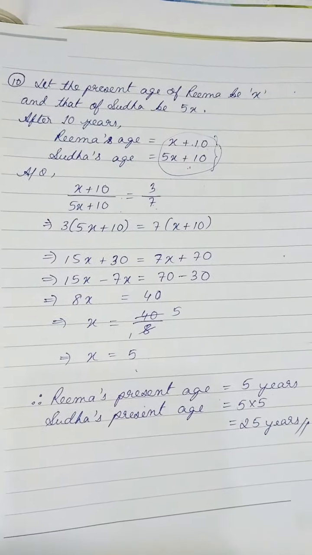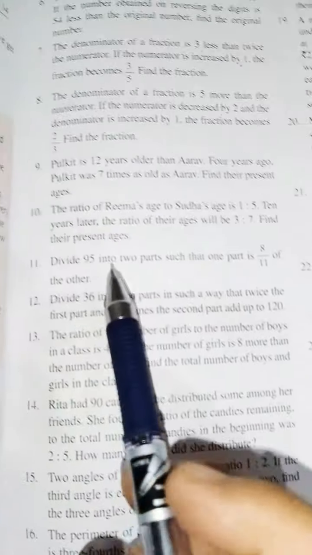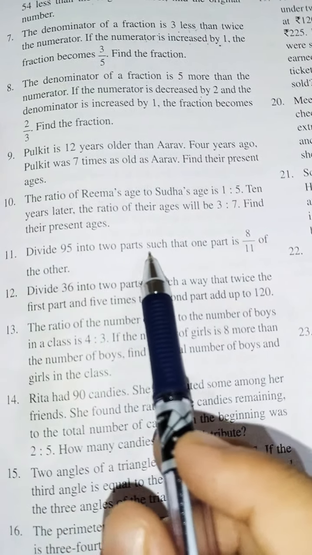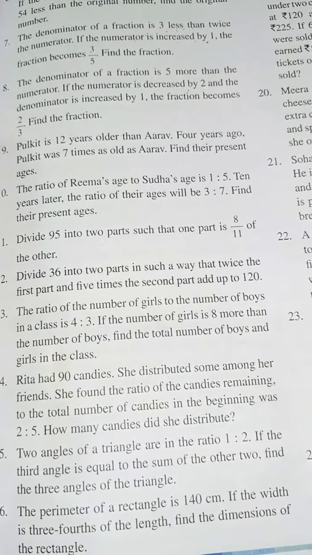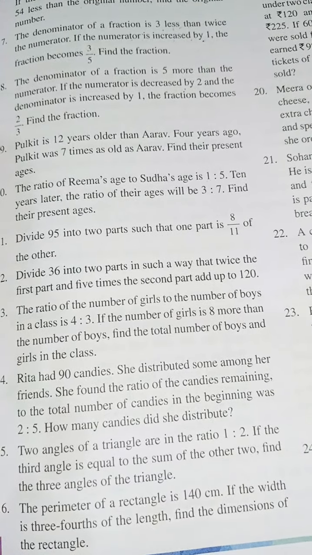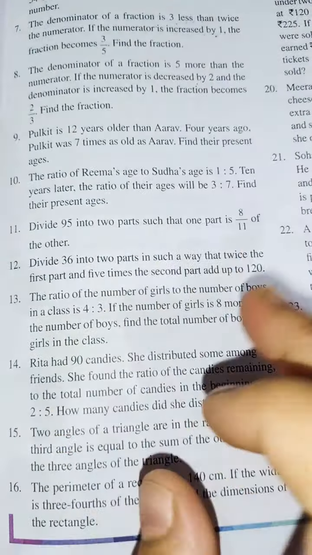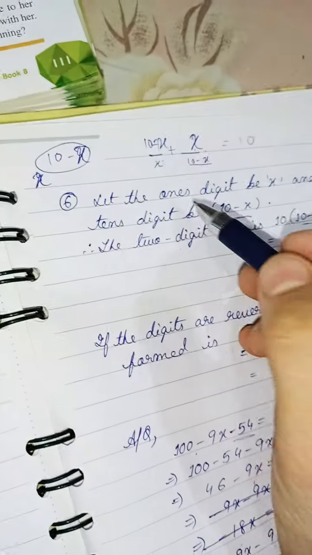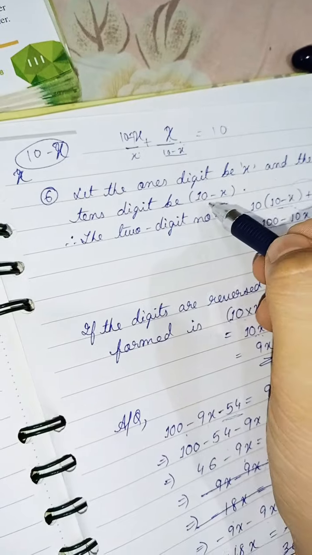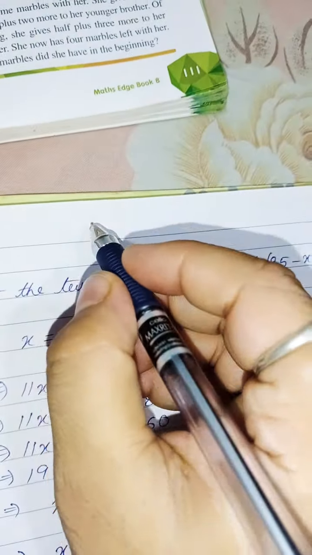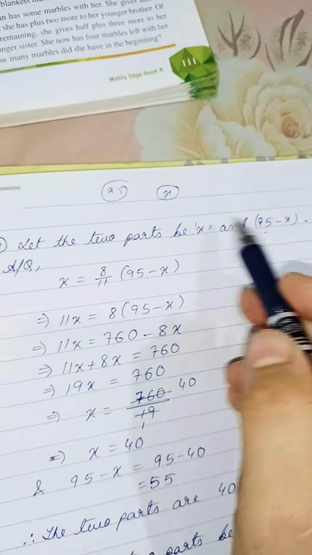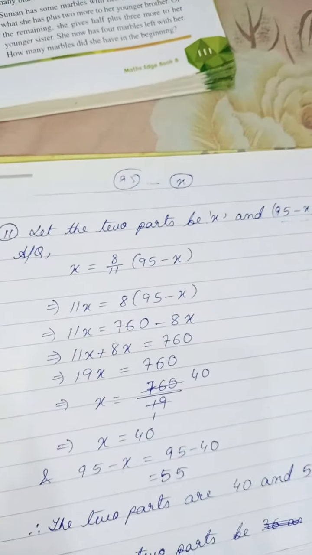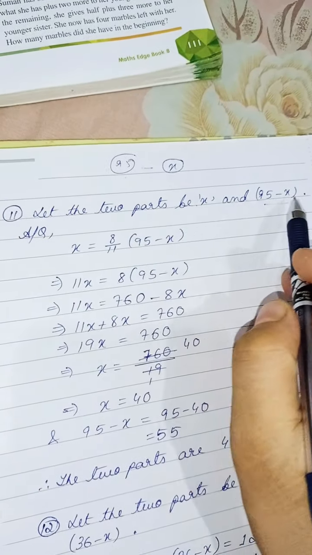Okay. Then comes question number 11. Divide 95 into two parts such that one part is 8/11 of the other. So 95 as a part of 2. That means you have to divide it into two parts whose total will be 95. So it will be like the one where the sum of two digits was 10. Then if one is x, the other is 10 minus x. Similarly here, because both the numbers together form 95, if I consider one of them x, then the other one will be 95 minus x. So I take that, let the two parts be x and 95 minus x.